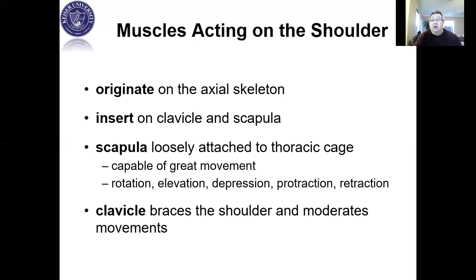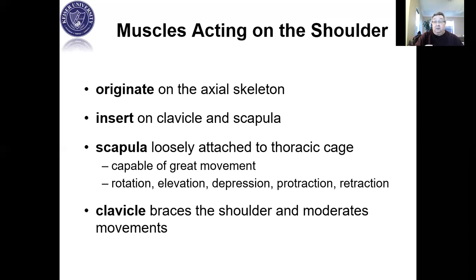When we do shoulder abduction, we get 180 degrees. We're able to bring it straight over our head. But when we do lower extremity abduction, we only get about 45 degrees. So again, the shoulder itself, and the scapula specifically, allows for a lot of motion.